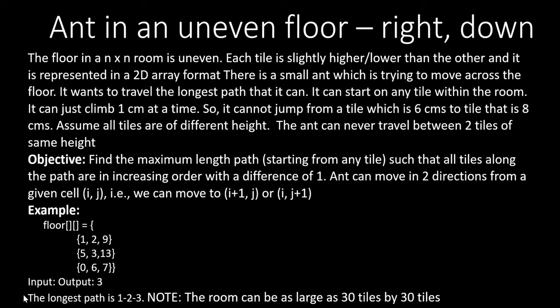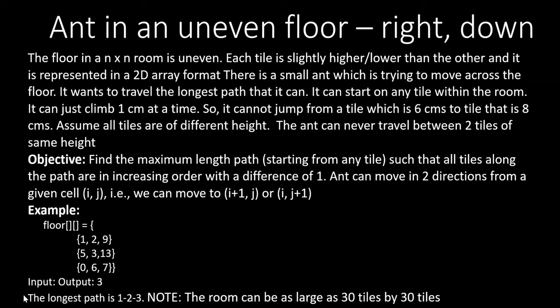Now that we understand dynamic programming, especially the tabulation method, let's look at a slightly complex problem so that it gives a holistic view of dynamic programming. So there is an ant on an uneven floor. This question is about the longest distance it can travel within the same room. So let's look at the question.